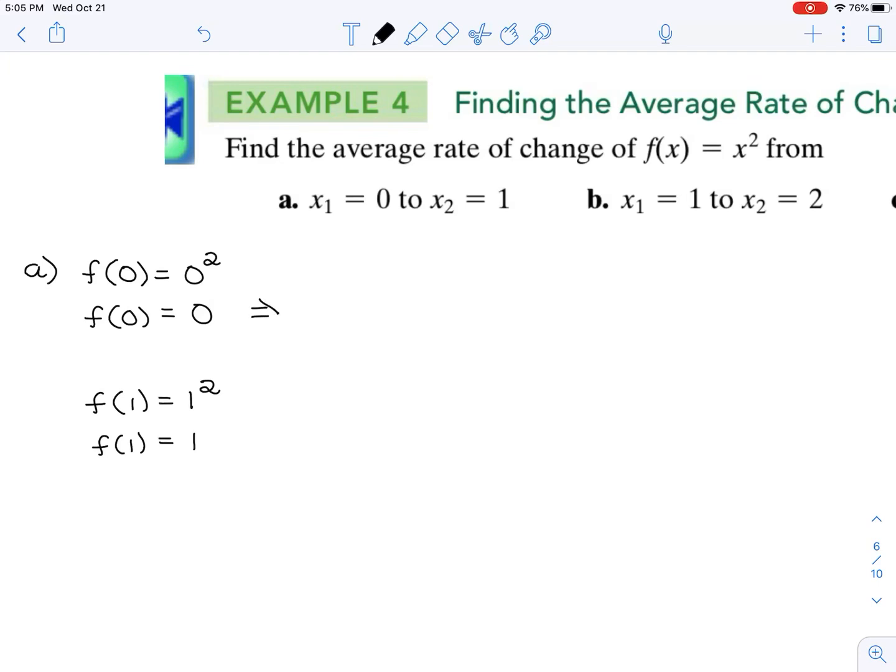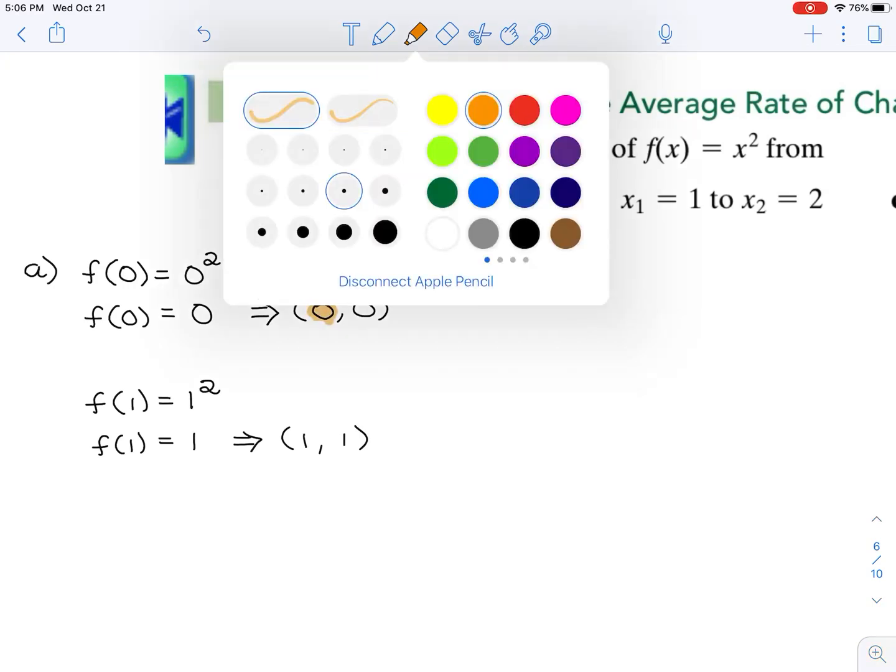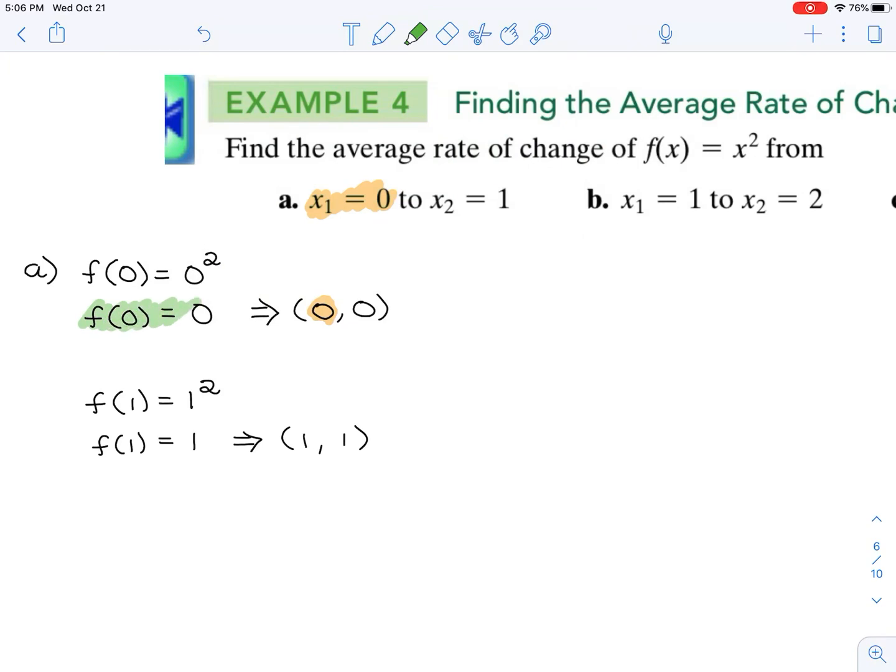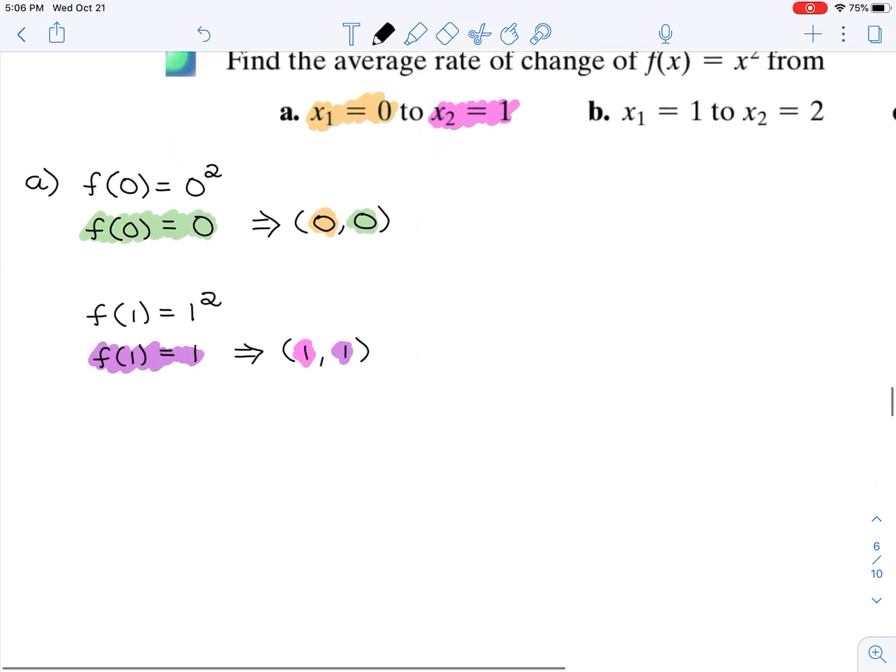So what happens is that at 0, I have a value of 0, and at 1, I have a value of 1. Where did I get these 2 points? Well, my x1 was 0, and then I solved for it, and I got 0. My x2 was 1, and then I solved for it, and I got 1. So now that I have my 2 points, I can find my average rate of change.